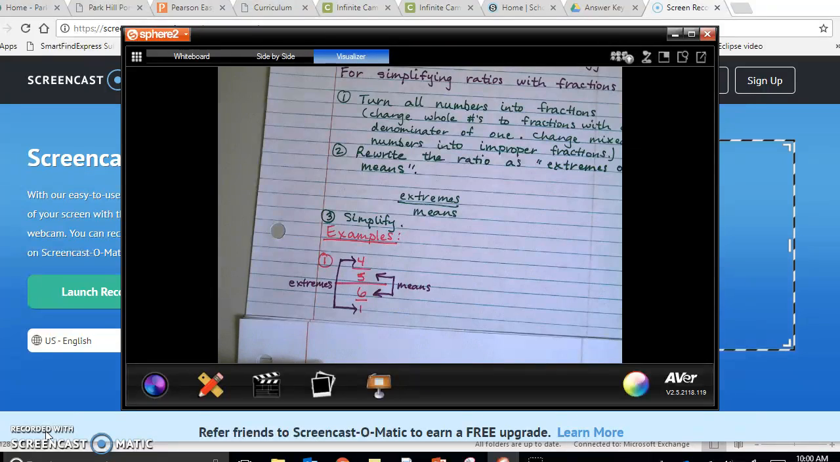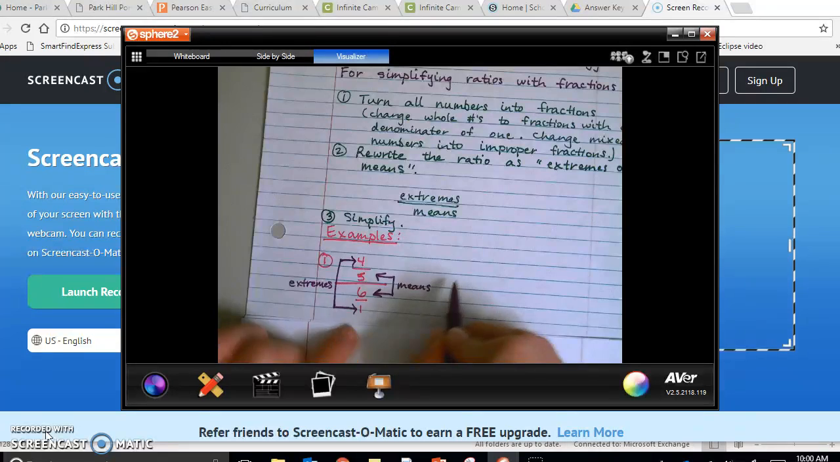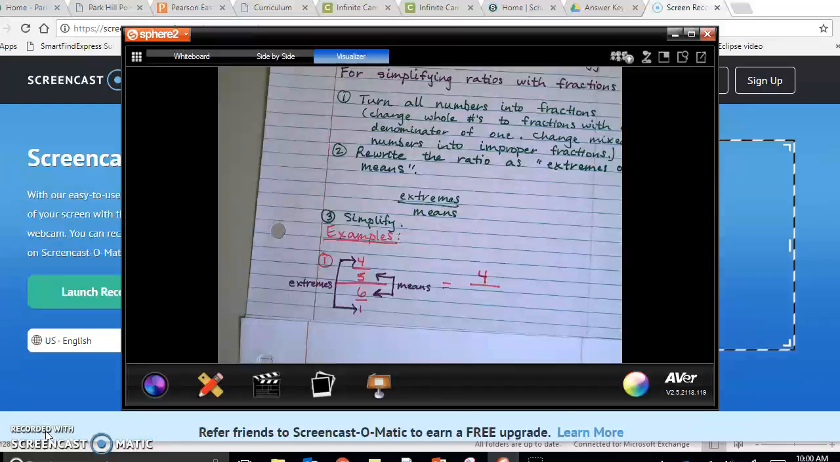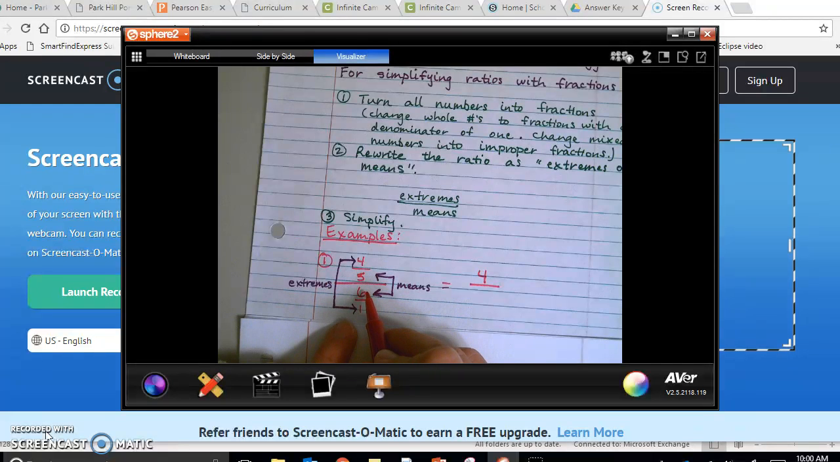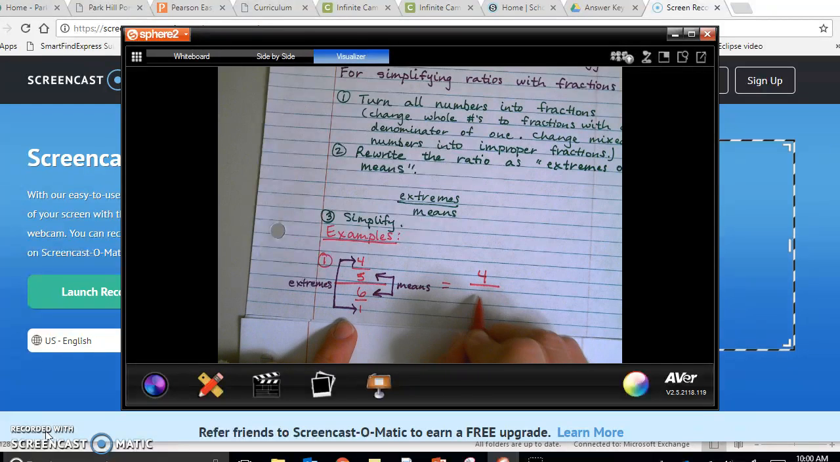So what I'm going to do now is take these numbers and simply multiply them. I'm sorry, I said divide, I'm multiplying these. 4 times 1 is 4, and that's my extreme. That's the number that goes in the top. And then I'm going to take my means, 5 and 6, and multiply them. 5 times 6 is 30. So that goes in the denominator, extremes over means.